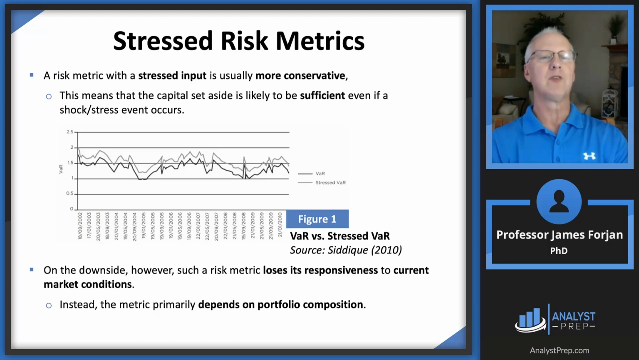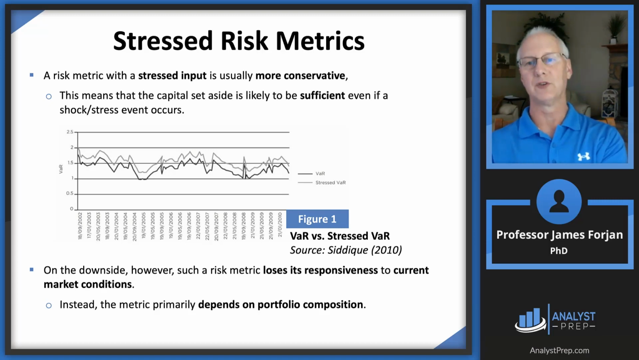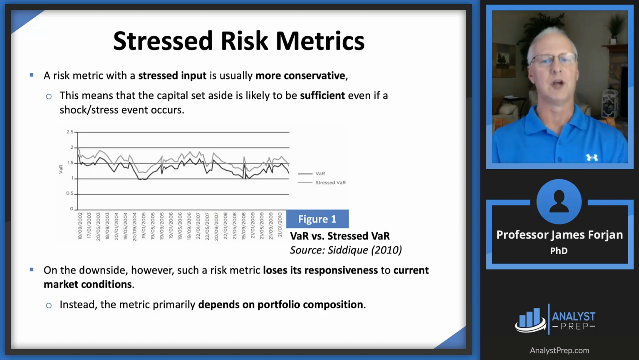A risk metric with a stressed input is usually more conservative. And what that means is that if, let's just say we need $1 million as part of this whole stress testing output, that $1 million in capital is probably going to be sufficient, even under the conditions of that particular stressed event which we were testing, or maybe even a shock.